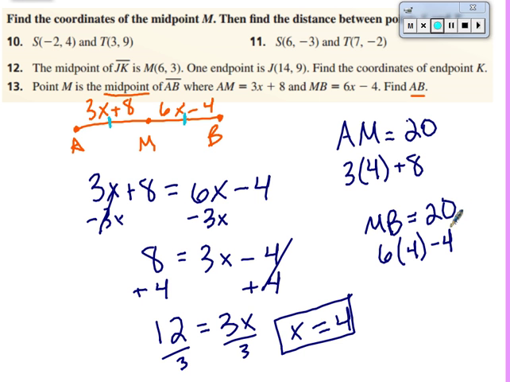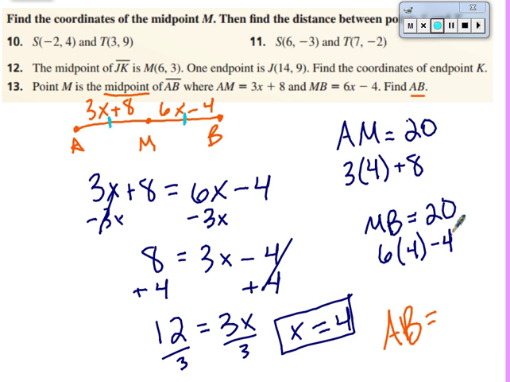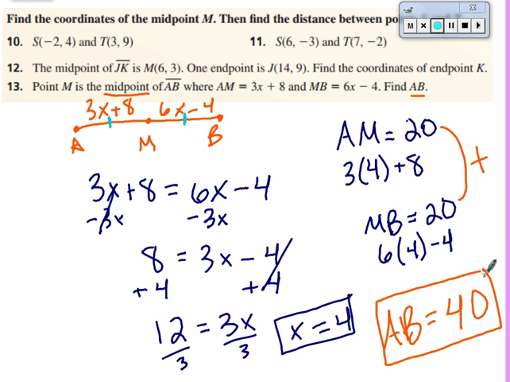They should be equal. That's what we knew from the beginning, so my math worked out correctly. So now the final answer, which is how long is AB, the whole thing of AB, would be adding these together, 20 plus 20, which is 40. There's your answer. All right, moving on.